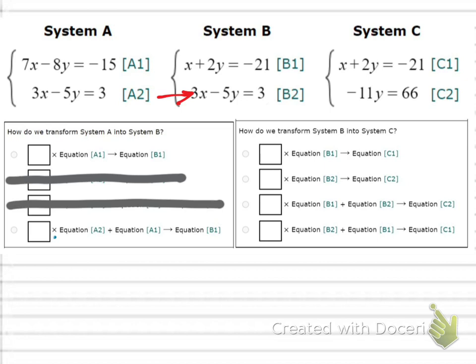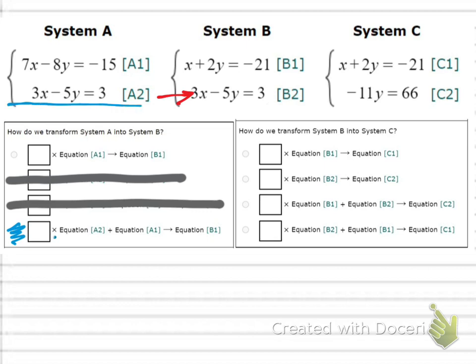So now we need to look at the difference between A1 and B1. So there's nothing we could just multiply A1 by to get B1, right? If we just try to look at the 7 and the x, you would say, well, I could do 1/7 of A1 and get B1, but then that doesn't work for the coefficient of y, right? So it must be something else. So it must be that we multiply by something and add.